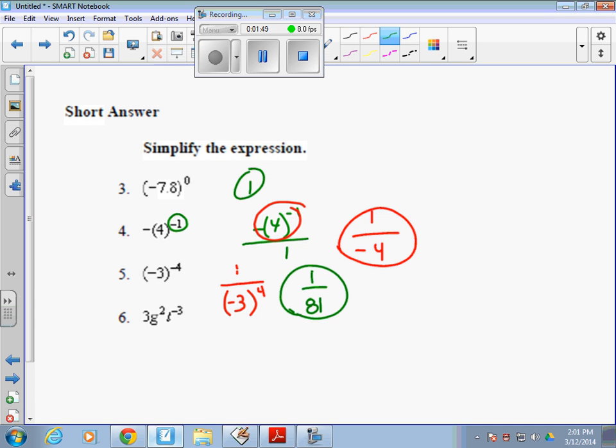And then number 6 says 3g squared t to the negative 3rd. Which one is being raised to a negative exponent? Only t to the negative 3rd. So when it rides the elevator, 3g squared stays on top, t goes down to the positive 3rd.